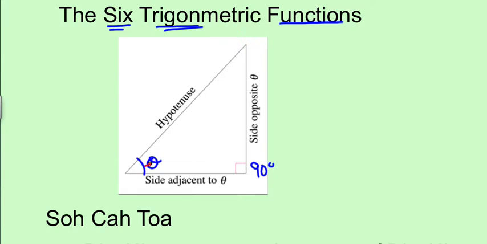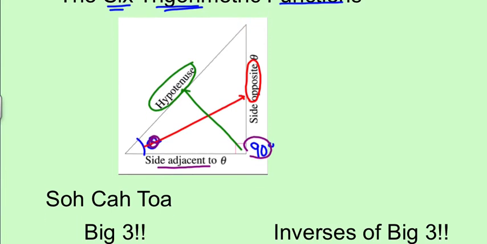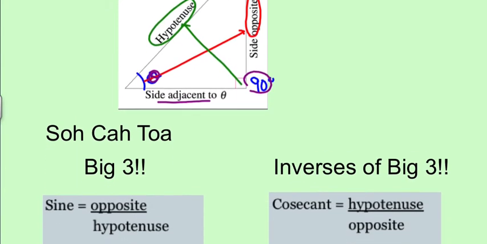We have the side opposite to theta, which we call the opposite. The side opposite the 90 degrees, which is the longest side, is called the hypotenuse. And then the side between theta and the 90 degrees is what we call the side adjacent. And we're going to use those 3 side values to evaluate the trig functions.